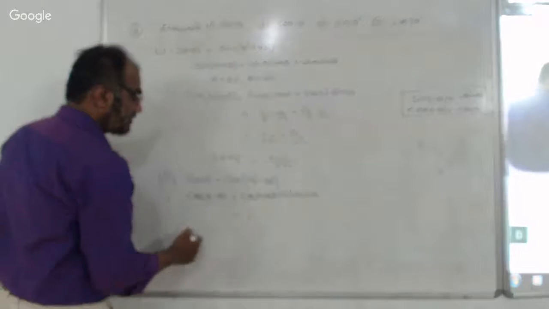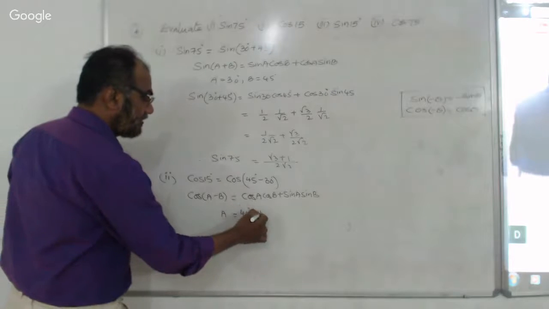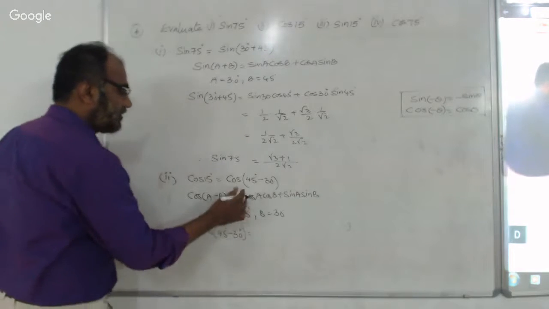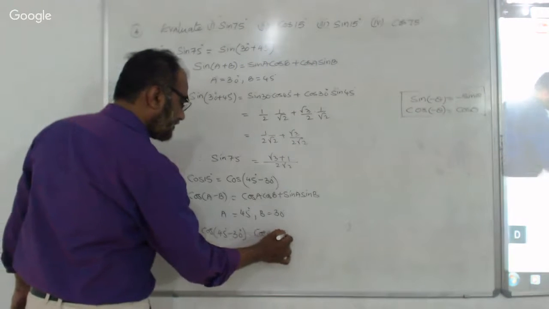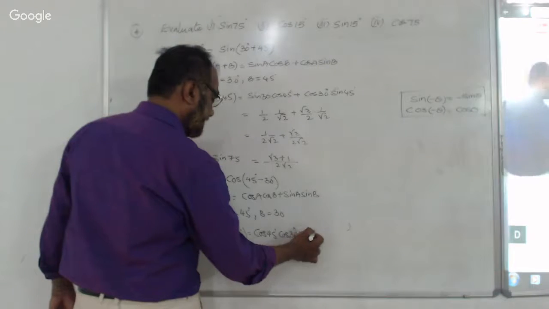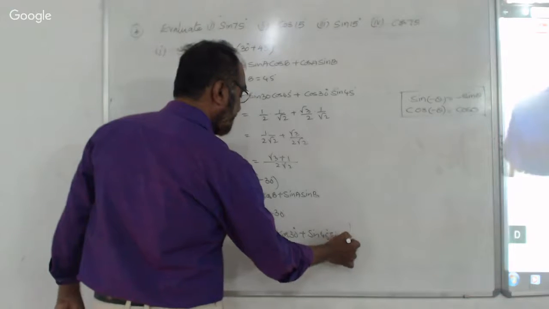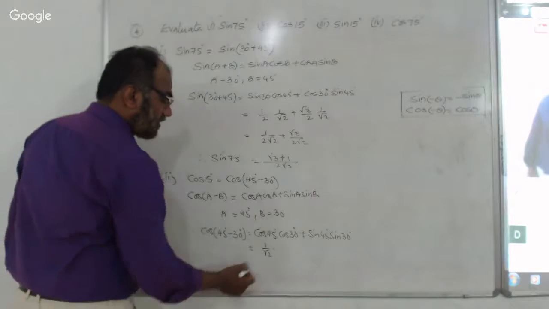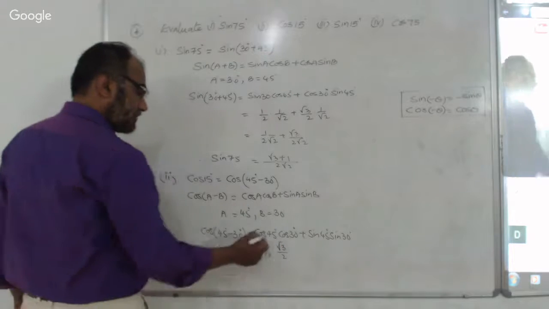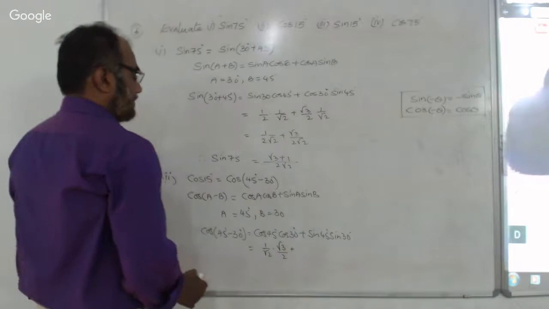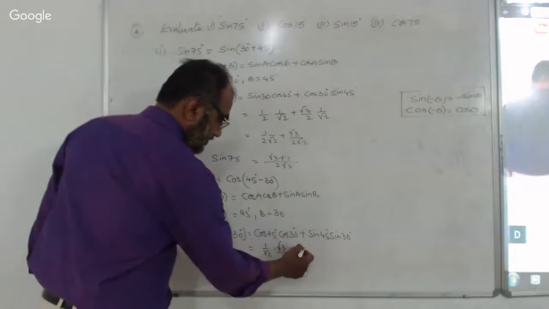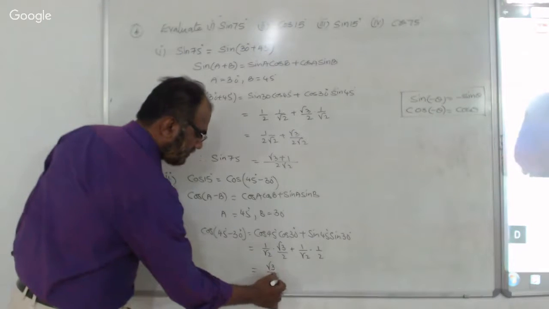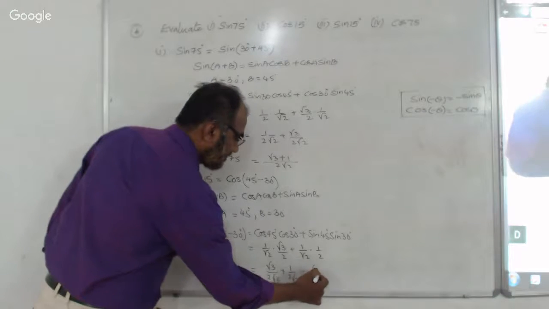So you have to substitute A as 45 and B as 30. Cos of A minus B, that is 45 minus 30, is equal to cos A cos B plus sin A sin B, that is cos 45 cos 30 plus sin 45 sin 30. Cos 45 is 1 by root 2, cos 30 is root 3 by 2, plus sin 45, 1 by root 2, into sin 30, 1 by 2. So this comes to root 3 by 2 root 2 plus 1 by 2 root 2, which is root 3 plus 1 by 2 root 2.